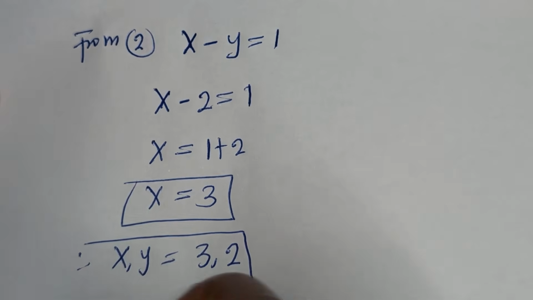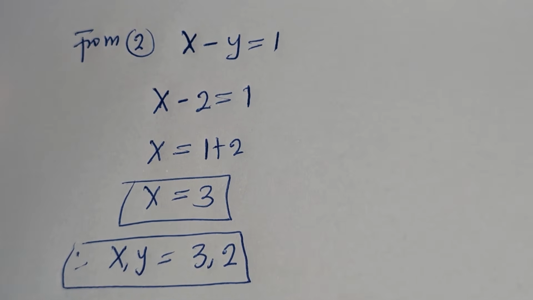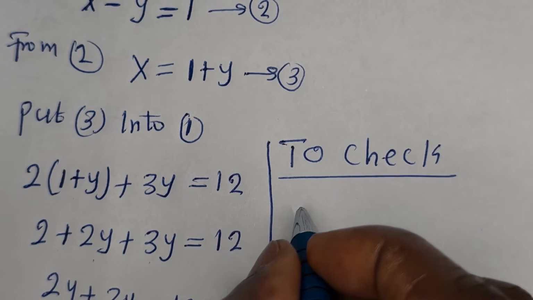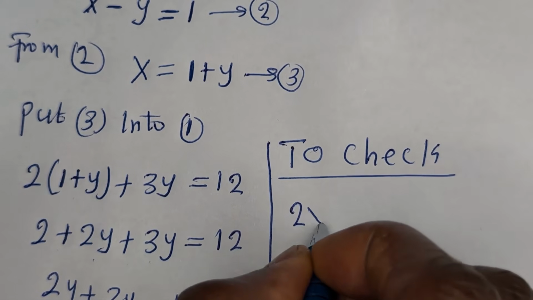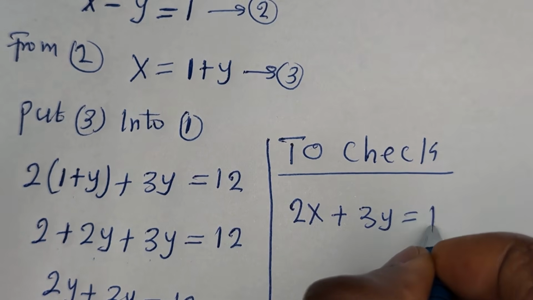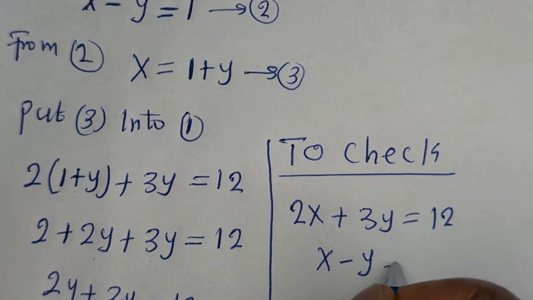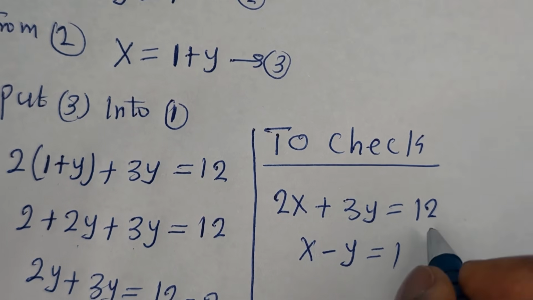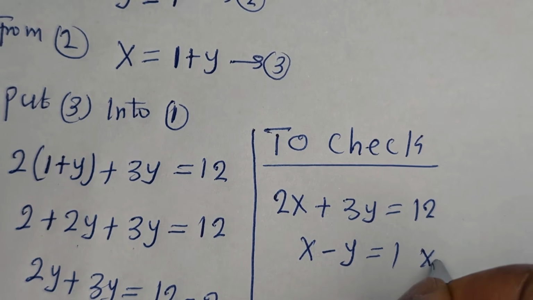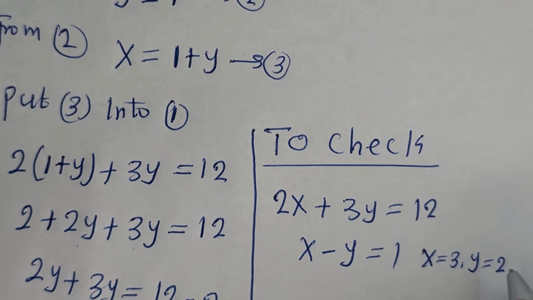You can see that using both substitution method and elimination method, you get the same answer. We may check to confirm if this answer is right or wrong. Let's just check. To check, we have the given equations 2x plus 3y is equal to 12, x minus y is equal to 1. When x is equal to 3, y is equal to 2.